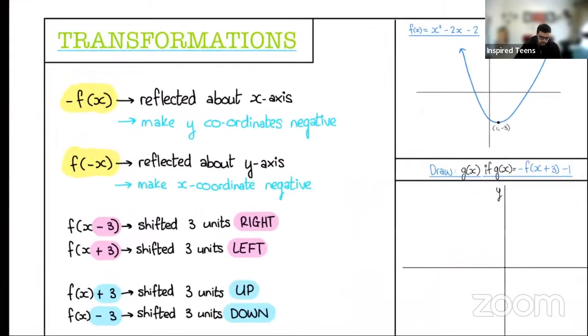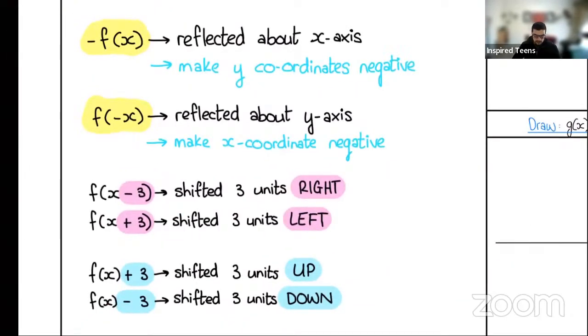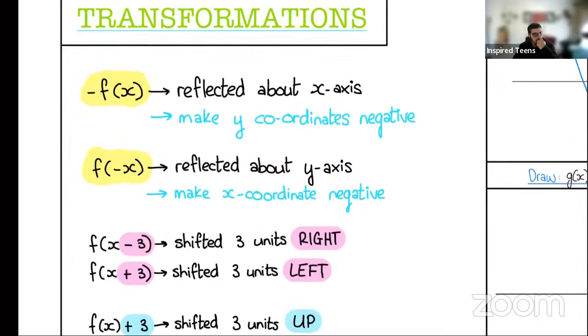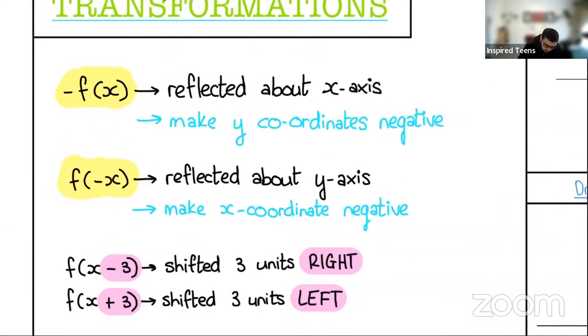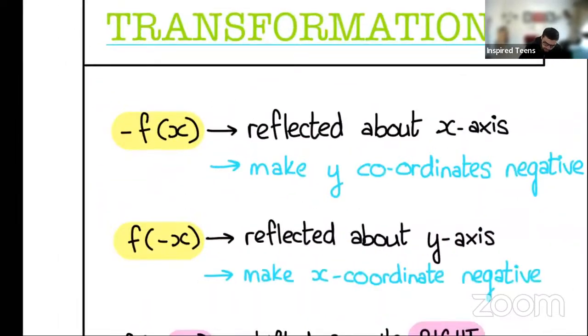Okay. So let's have a look at the different possible transformations that we can have. The first one that we're going to discuss is negative f of x and f of negative x, and we're going to discuss the difference. By the way, all of these transformations are being compared with f of x. So the original is just f of x, and we're going to discuss how each of these changes to f of x affect the graph.